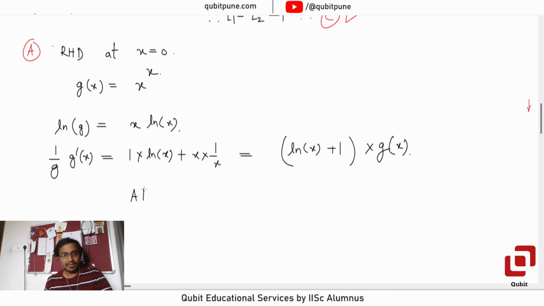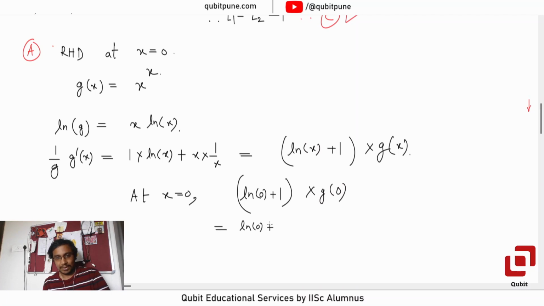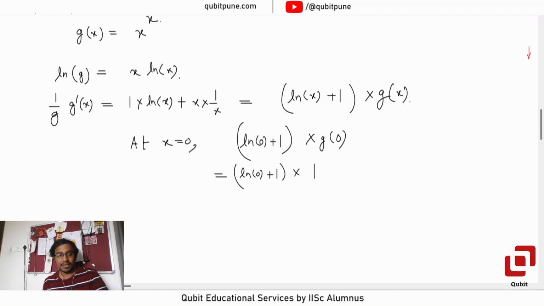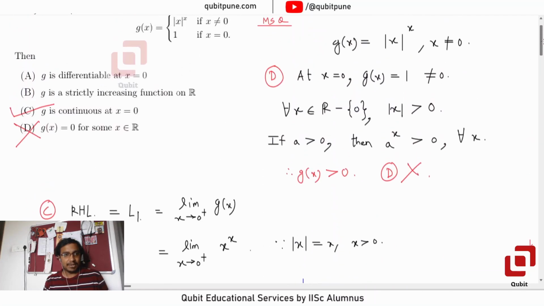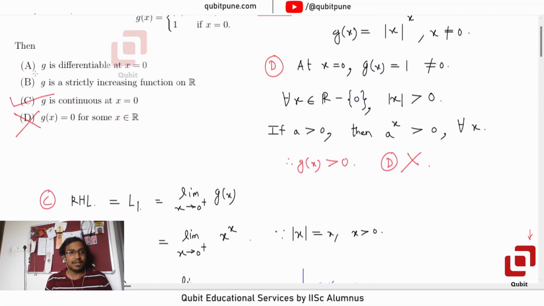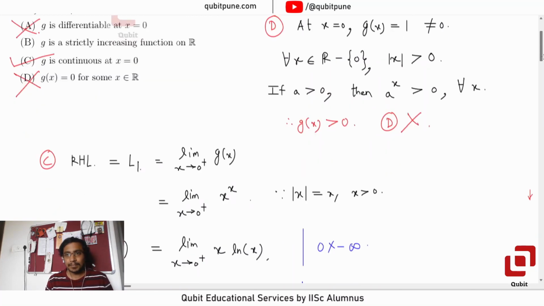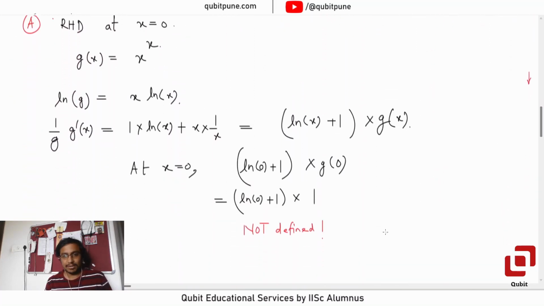Now look, at x equal to 0, what are we getting? Ln 0 plus 1 into g of 0, which is ln 0 plus 1 into 1, because g of 0 is 1. And is this defined? It's not defined. Have you understood this? That ln 0 is not defined, and therefore the right hand derivative is not defined, and therefore g is not differentiable at x equal to 0.